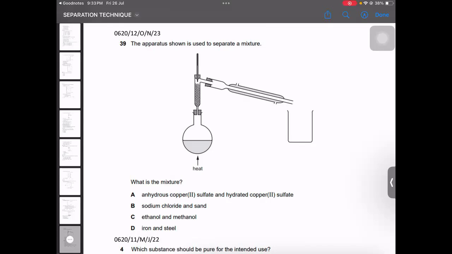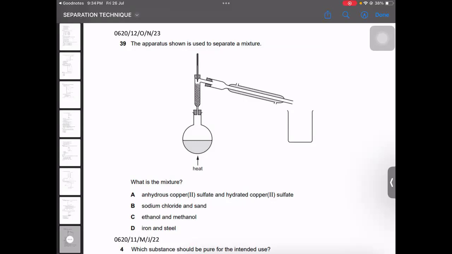This is for separating liquids. Exactly, this is for separating liquids, not any solid. Sir, it's A: anhydrous copper sulfate and hydrated copper sulfate, or C. Are ethanol and methanol both liquids? Yes, exactly. They have different boiling points.